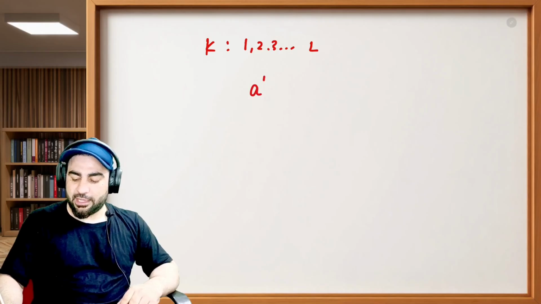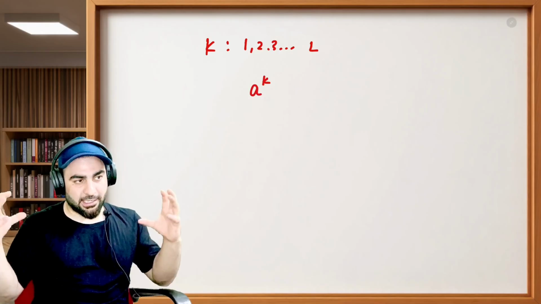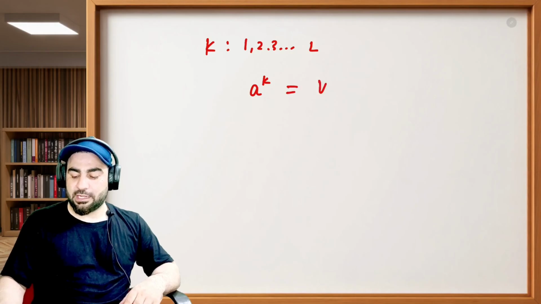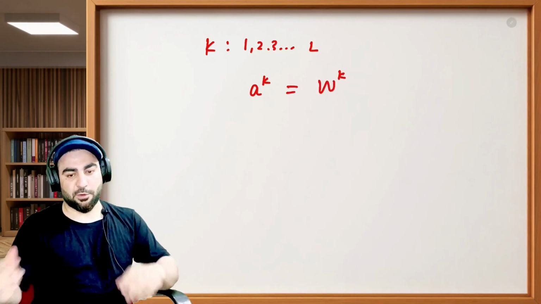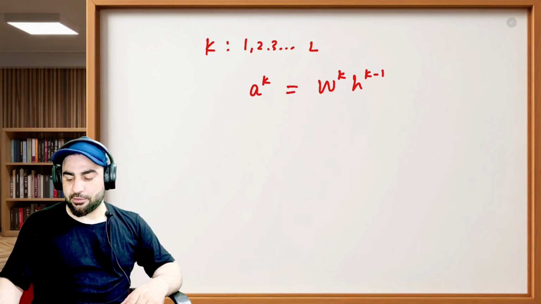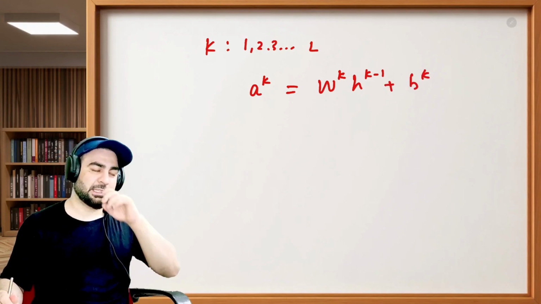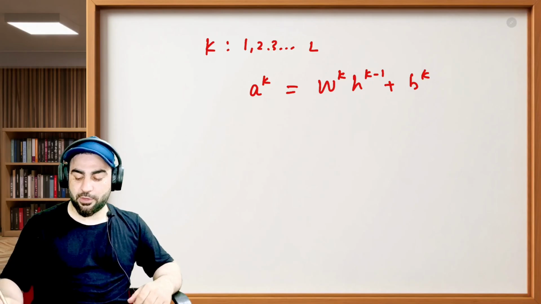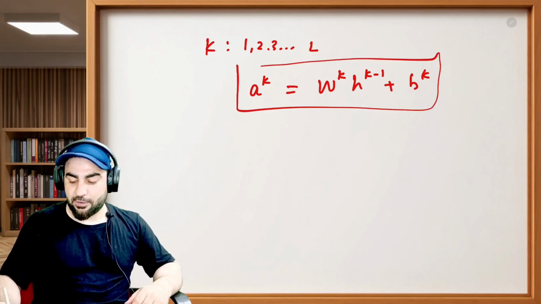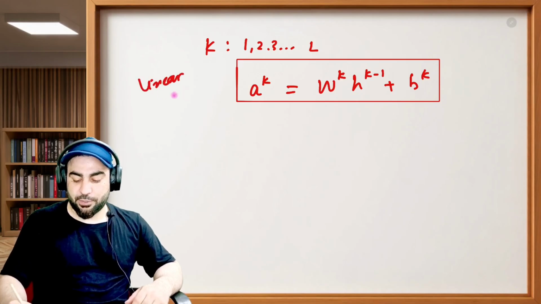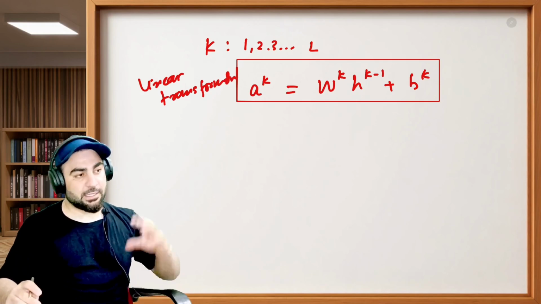If I take AK, the activation of a layer, this is our aggregation, so this is the affine transformation rather than the non-linearity. You will take WK, the matrix corresponding to that, and HK minus 1, and then you'll add the bias K to it. This is the equation we also wrote in the previous session. This is the aggregation, or the linear or affine transformation. This is the first step in the forward pass.